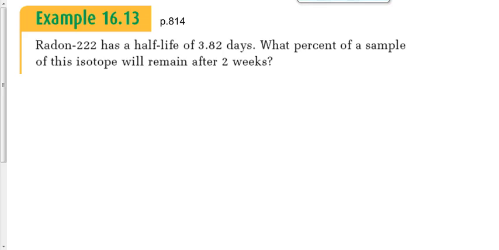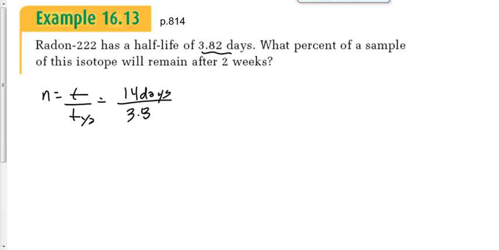Here's the first question. It says radon-222 has a half-life of 3.82 days. What percent remains after 2 weeks? Well, I'm going to say the number of half-lives is T over T 1/2. T is, I'm going to say, 14 days. How come I went to days there instead of weeks? I could have left it as weeks, right? 2 weeks. But I would have had to convert the half-life to weeks. And I think it's easier to convert 2 weeks to days than it is to convert 3.82 days to weeks.